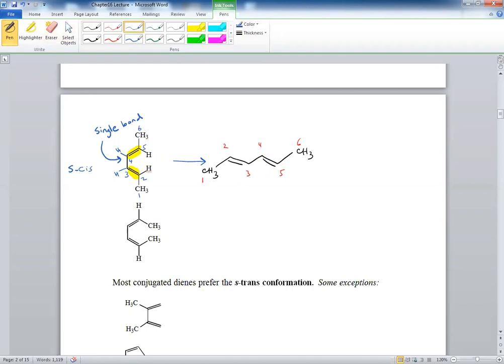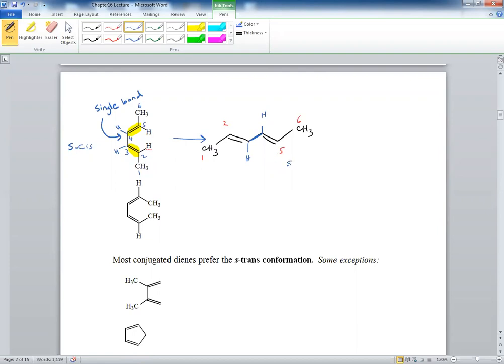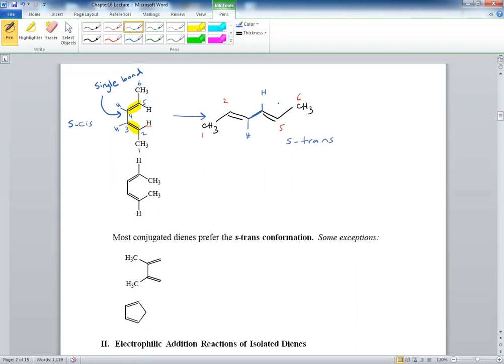One way that would be helpful is if we draw the H's on that single bond. So it's this single bond that's between the double bonds, and you see the H's are on opposite sides. So this is called S-trans. You should be able to draw this as well. So make sure you do this. You can pause and draw the S-trans of this. So this is S-cis. You should be able to draw it.